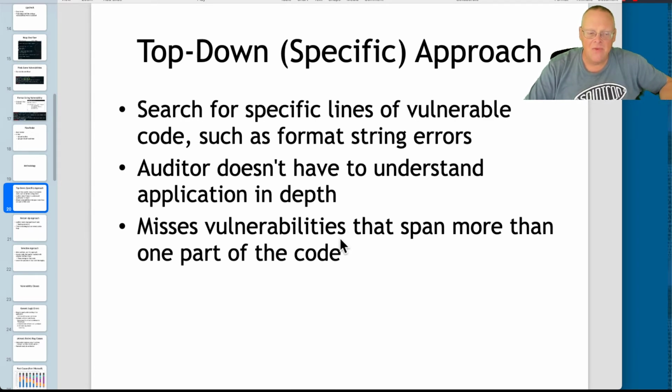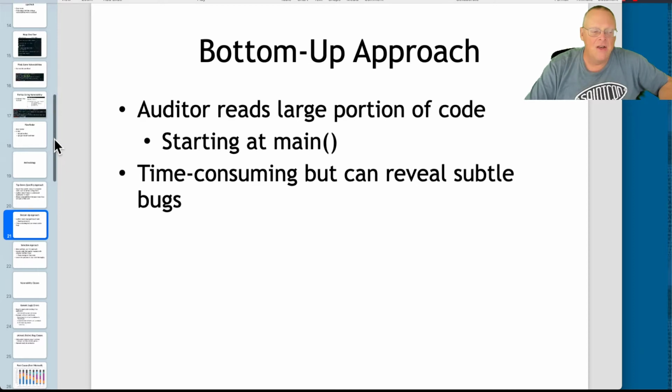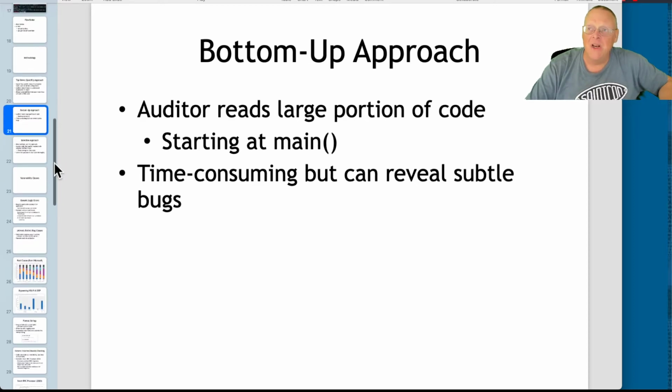And then, of course, you don't have to understand much about the application. You're looking for an error that is all on one line. The problem is a lot of vulnerabilities are not just from one line of bad code. So the other way is a bottom-up approach where you read large portions of code and try to understand it all, and then, of course, you can find more subtle bugs, but it's a lot more work.